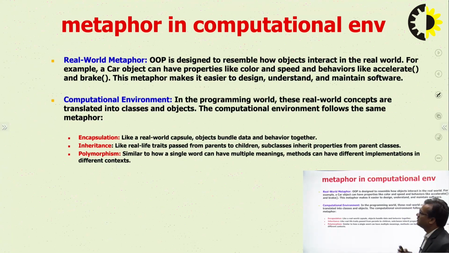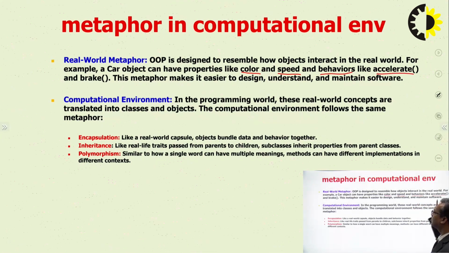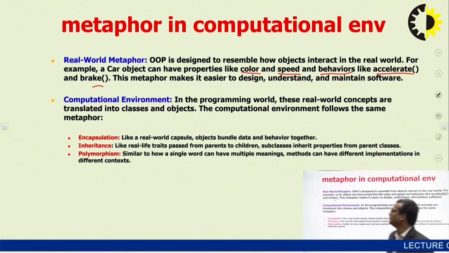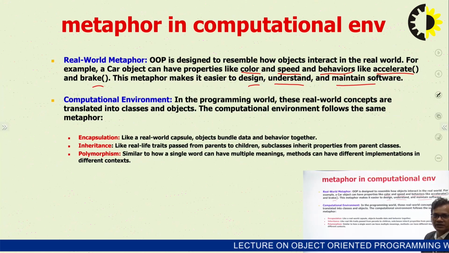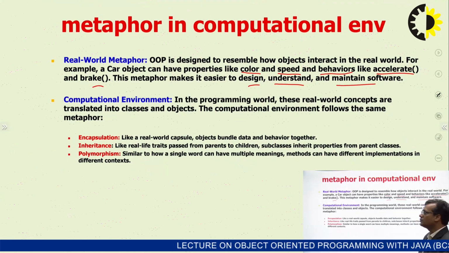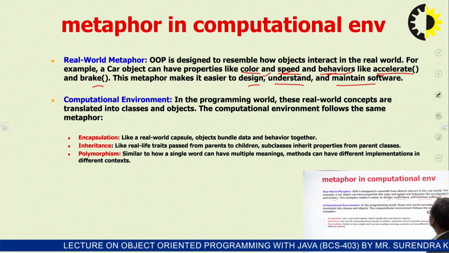For example, if a car is an object, it can have properties like color, it may have speed, and it may have different kinds of behaviors like accelerating the car or braking the car. So this metaphor makes it easier to design, understand and maintain the software. Right, so we are using real world metaphors like color, speed, behaviors, accelerate, brake.